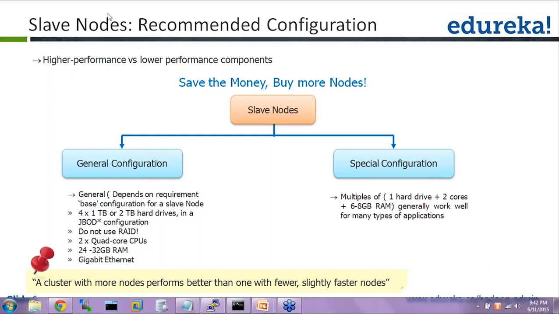A cluster with more nodes performs better than one with fewer, slightly faster nodes. This is rightly said, because with more nodes there is less pressure on the data nodes themselves for the processing part. So this is the general configuration you can always think about: 4 into 1 terabytes or 2 terabytes of hard disk drives in a JBOD configuration.